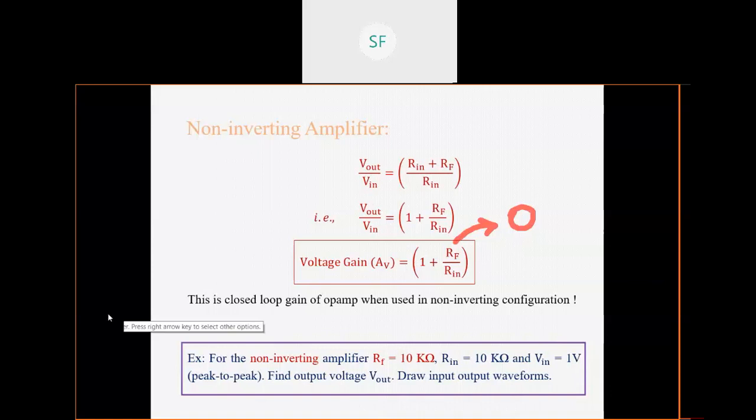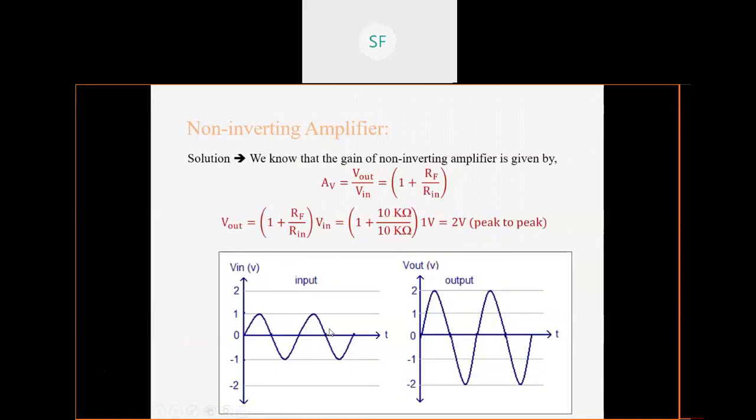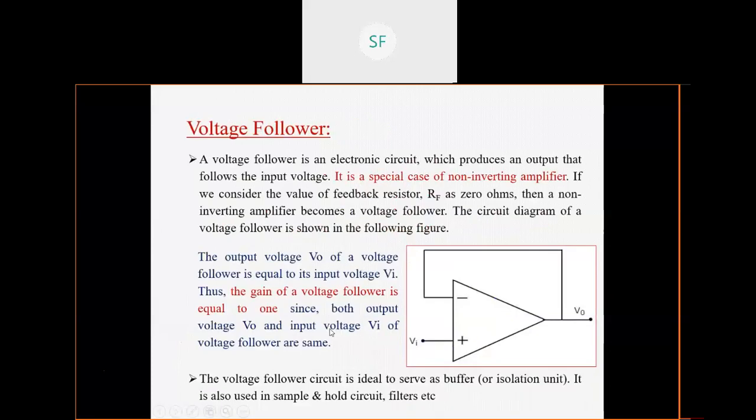Okay, so what is a voltage follower circuit? A voltage follower circuit is nothing but a non-inverting amplifier only, but it is a special case of the non-inverting amplifier. Special case means that in a voltage follower the RF, that is the feedback resistor, will be absent, that is the feedback resistor will be 0.